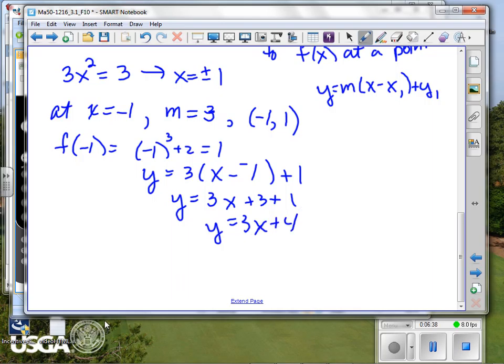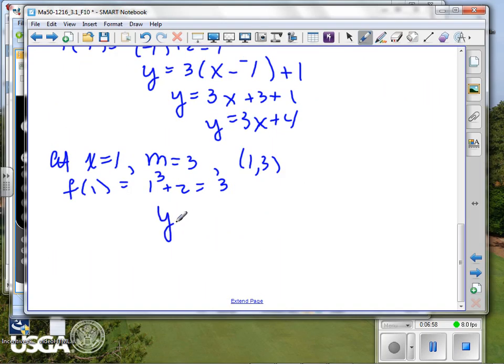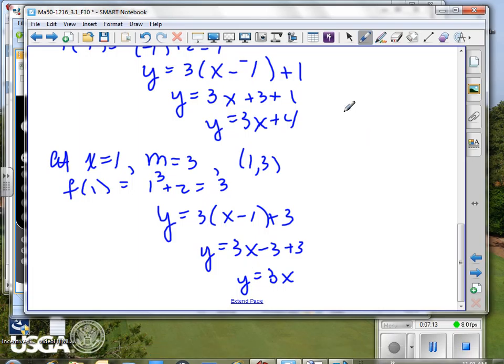Does that line have slope 3? Yeah? Okay. At x equaling 1 and slope equaling 3, let's see, what's f of 1? So I have the point (1, 3). I've got y equals 3, the quantity x minus 1, plus 3, or y equals 3x minus 3 plus 3, or y equals simply 3x. What are these?